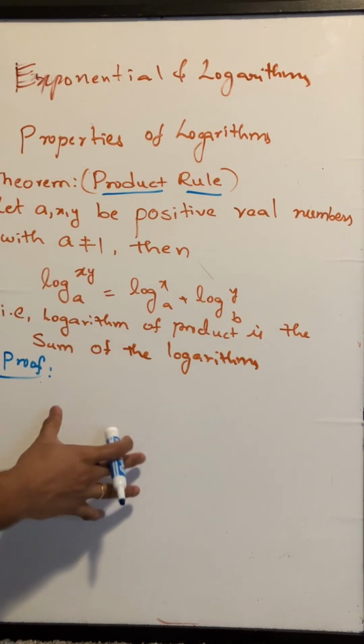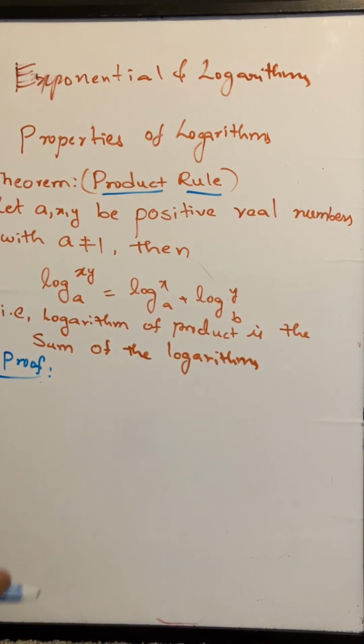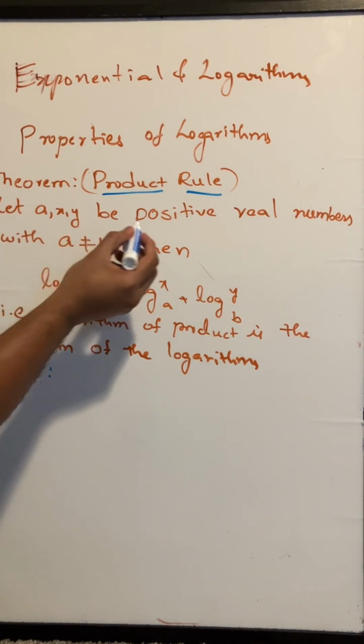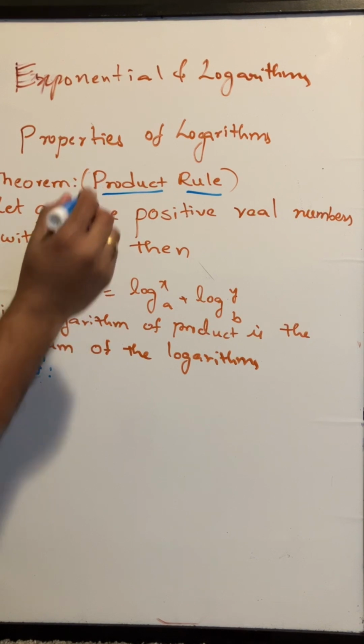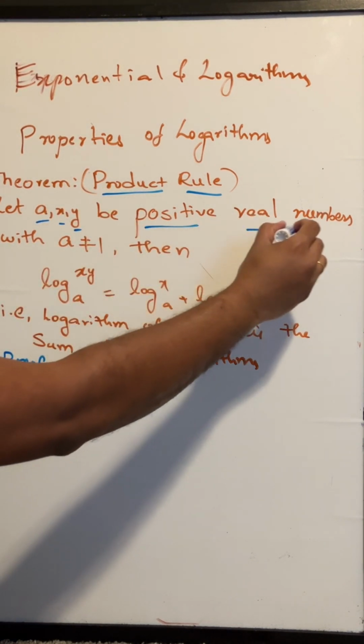People try to just jump into the proof, the two-line solution, and say, oh yeah, we did it. No, we have to understand what the theorem is trying to say here. It says there are three positive numbers, a, x, y. He is highlighting positive real numbers.